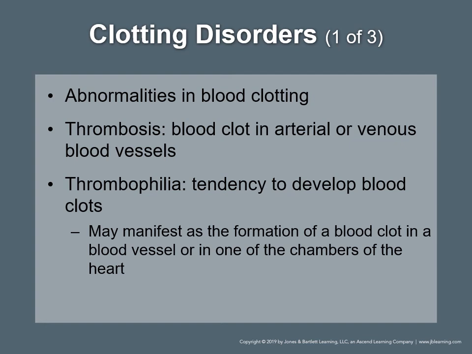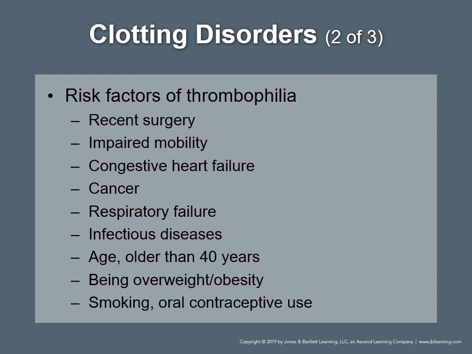Thrombosis may manifest as a formation of a clot in the blood vessel or in one of the chambers of the heart. Pulmonary emboli secondary to deep vein thrombosis are leading causes of death in hospitalized patients. Many patients with thrombophilia receive anticoagulant medications that thin the blood. Risk factors include recent surgery, impaired mobility, congestive heart failure, cancer, respiratory failure, infectious disease, age older than 40 years, being overweight or obesity, smoking, or oral contraceptive use.